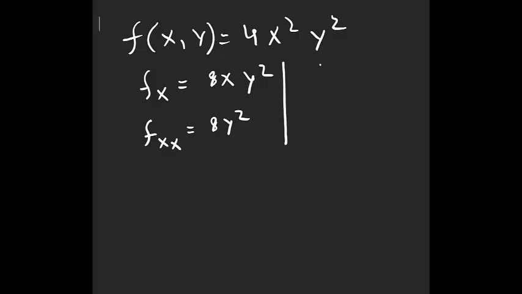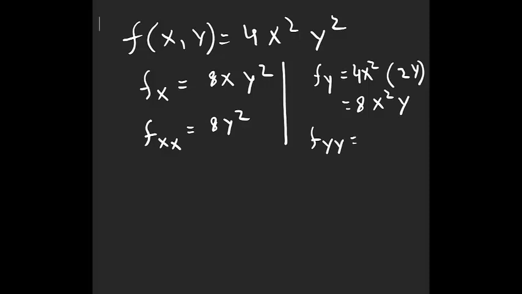Now I'm going to take fy. So fy will be, I will keep 4x squared, and y squared will give me 2y. So that means I have 8x squared y. Now take again fyy. So that will give me 8x squared.